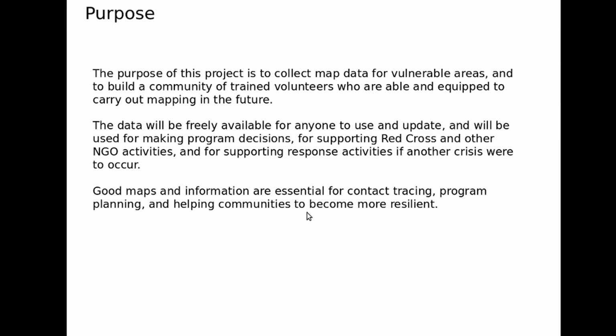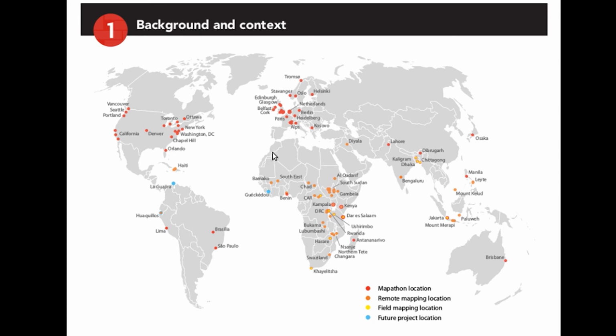Here are some notes on why we did this project, what the purpose is. So whilst you have a quick look at them, I'll say again that if you do have any questions, please get in touch with the Missing Maps project or the MSF, www.msf.org.uk/missingmaps-project. So missingmaps.org is the alternative. Data will be freely available for anyone to use and update, and will be used for making program decisions. Keep mapping, guys, and thank you for all your support.